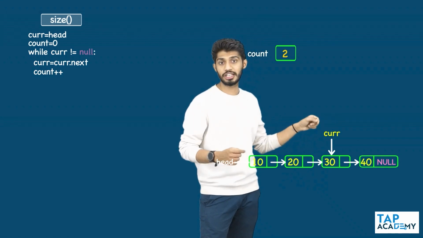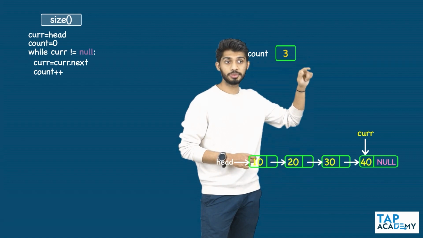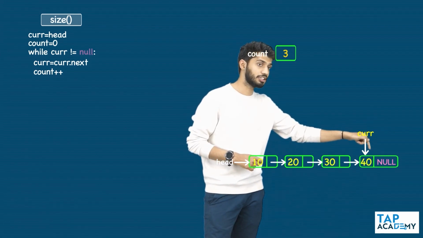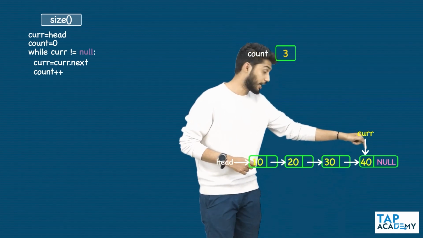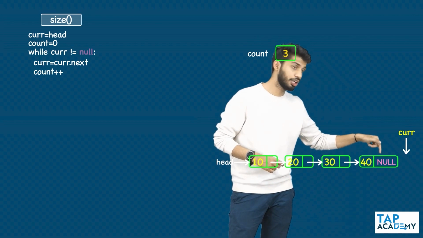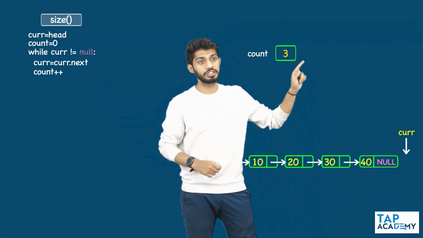You can clearly see current is not equal to null. So I will move it and then increase. So count value becomes 3 and current is pointing there. Next, again I will check is current not equal to null. You can clearly see current is not equal to null, but current.next is equal to null. So what I will do is I will move the current. So current is equal to current.next, current will go to null. Current goes to null, at the same time count also increases to 4.